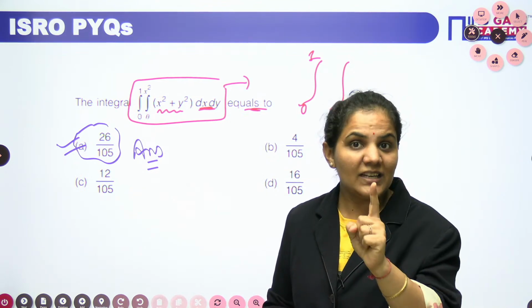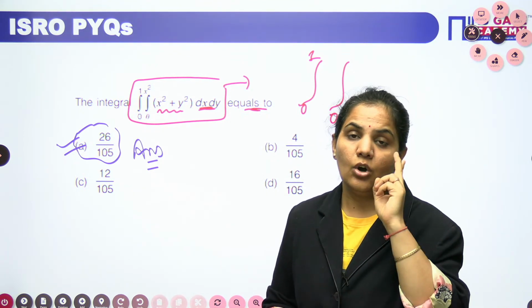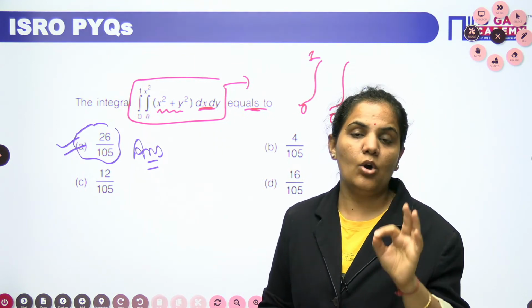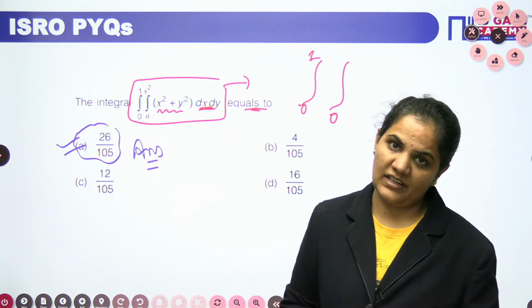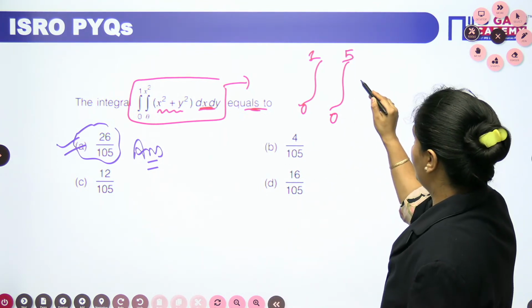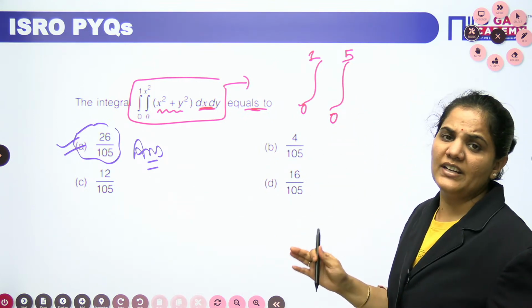So within one line you can solve the question of double integration, or even triple integration, provided all the limits of integration are constant. Okay, this is my condition. Suppose we have limits 0 to 5 here, then there is no need to solve the integration separately.